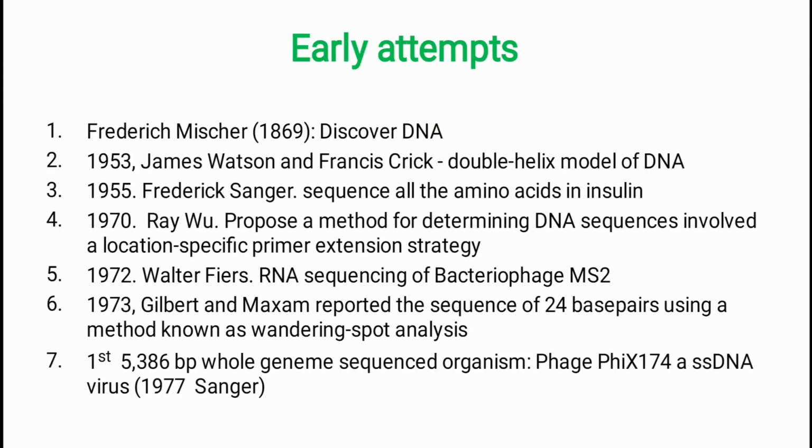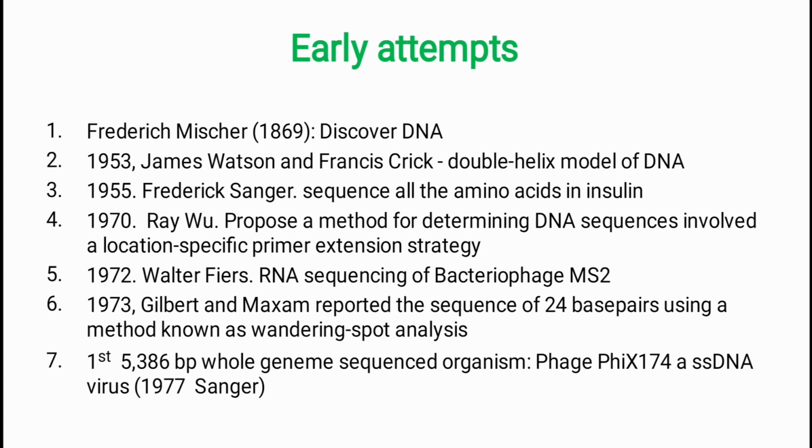Early attempts. In 1869, DNA was discovered by Miescher, and in 1953, the double helix DNA model was proposed by Watson and Crick. In 1955, Frederick Sanger first sequenced amino acids. So the sequence of amino acids was determined much earlier than DNA by a biochemical method, and it was achieved by Frederick Sanger in 1955. He sequenced the amino acids of two peptides, insulin A and insulin B, in the bovine.